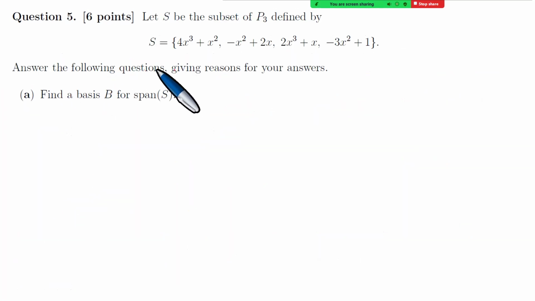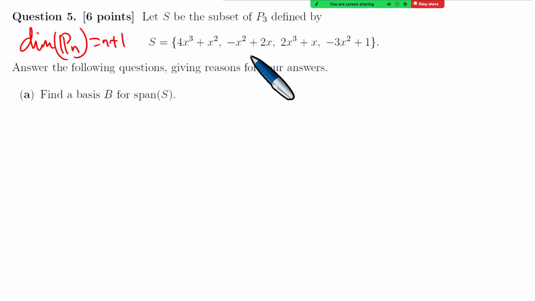Now, answer the following questions, giving the reasons for your answer. Let S be a subset of P3 defined by this, where P3 is the vector space of all polynomials of degree 3 or less. Now, what is the dimension of P3? It's 4. Well done. The dimension of Pn is n plus 1. It's a subset of P3 defined by this, and a very nice one. Answer the following questions, giving reasons for your answer.